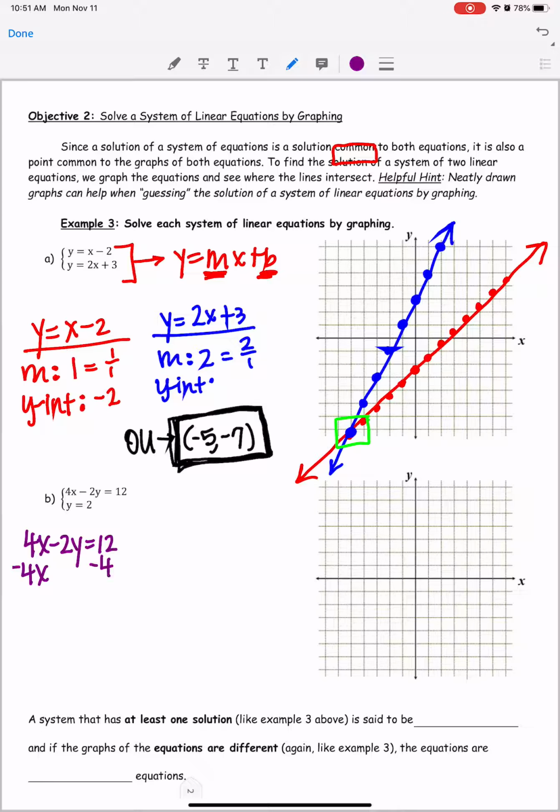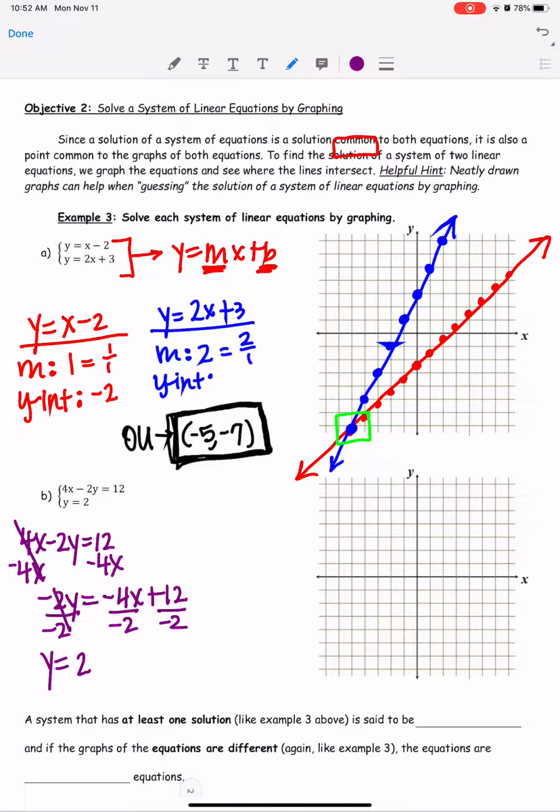You need to move your x term over. So in this case, because it's a positive 4x, I'm subtracting my 4x over. So I'm going to be left with negative 2y equals, I can't combine these, so negative 4x plus 12. And then I'm going to divide everything by negative 2. So we get y equals negative 4 over negative 2 is 2, and 12 divided by negative 2 is a negative 6.